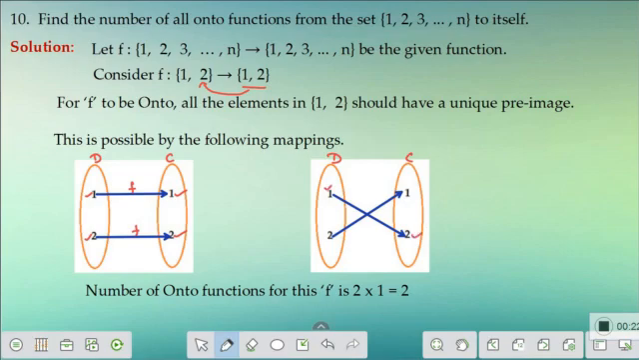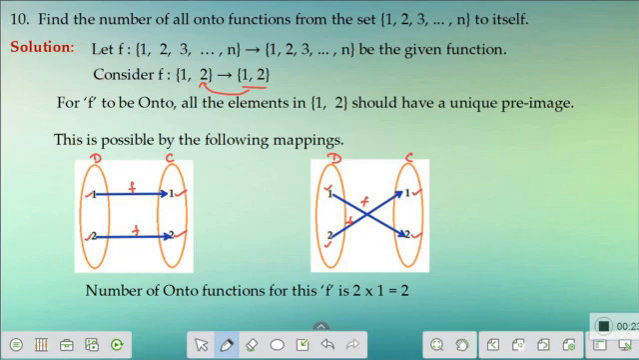Similarly, the number 2 in the domain can have 1 as an image. Or in the other way, the elements 1 and 2 in the codomain can have pre-images as 2 and 1. So these are the only possibilities of the function that I can have here. There are no other options to have the representation.